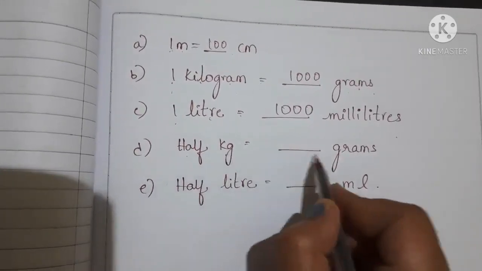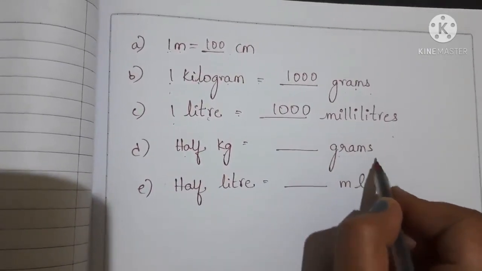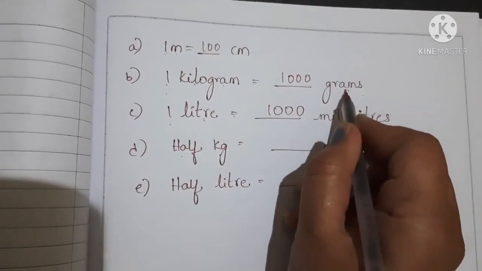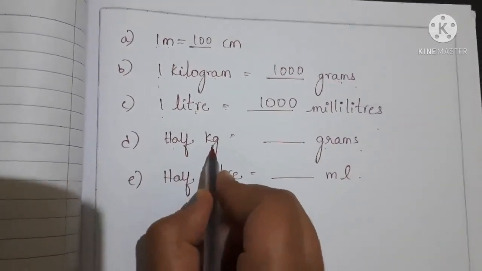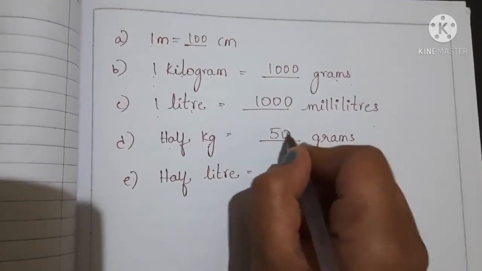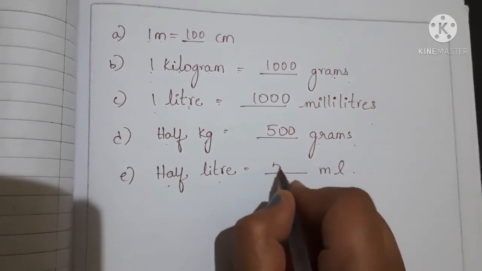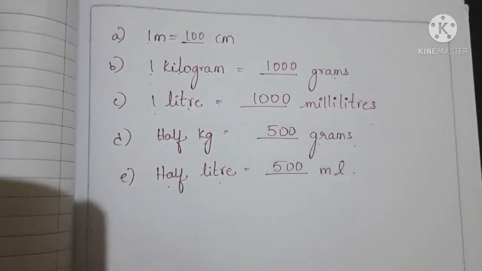Half kg is equal to how many grams? See, 1 kilogram is equal to 1000 grams. If it is half kg, then 500 grams. Half liter is equal to 500 milliliters.